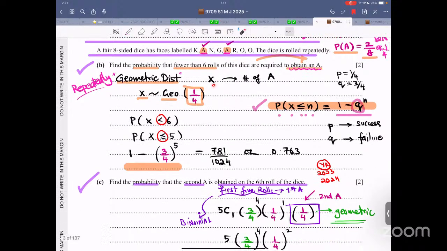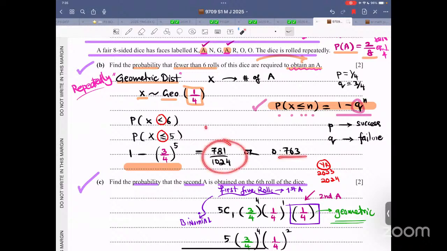Now it says X is the number of A's. Find the probability that fewer than 6 rolls are required to obtain A. Success is getting A. Probability of success is 1/4, probability of failure is 3/4. X follows a geometric distribution of 1/4, and probability X less than 6 becomes less than or equal to 5. So calculate the probability for 1, 2, 3, 4, 5 and add it all up, or apply the shortcut: probability X less than or equal to n is 1 minus q raised to the power of n.